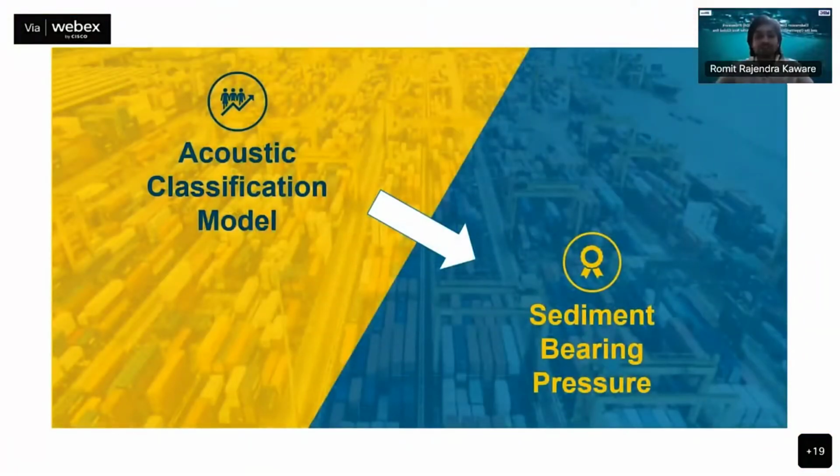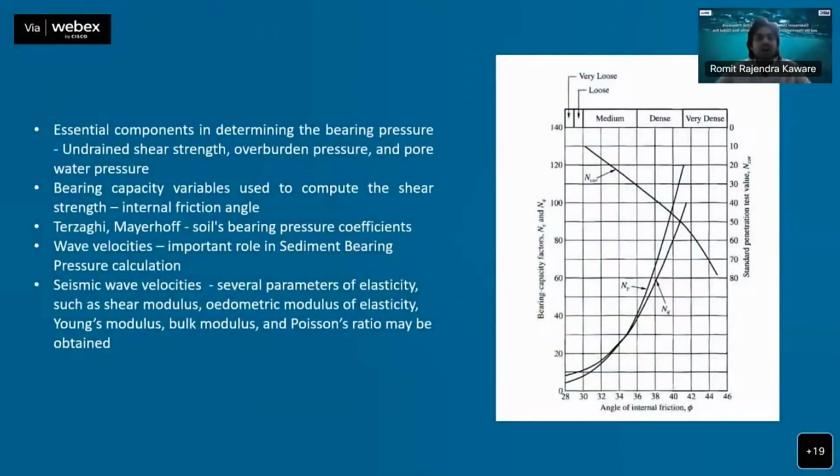Now, one of the most important parts is to link the acoustic classification model with the sediment bearing pressure. The major parts in the sediment bearing pressure are the undrained shear strength, the pore water pressure, and the overburden pressure. Terzaghi proposed a theory in which the sediment bearing pressure could be calculated using bearing pressure coefficients. These are related to the internal friction angle, the density of the soil, and the cohesion of the soil. So the type of soil and its cohesion and other parameters could be calculated from the acoustic systems, and hence sediment bearing pressure can be calculated.